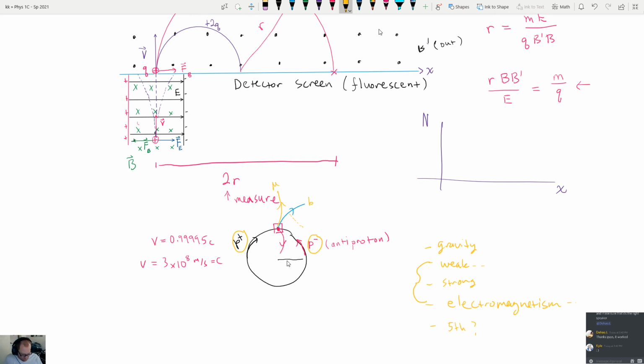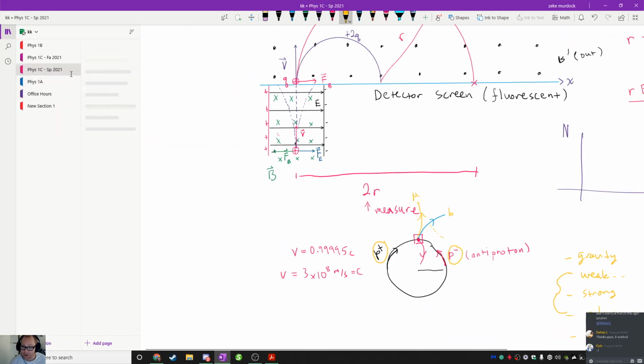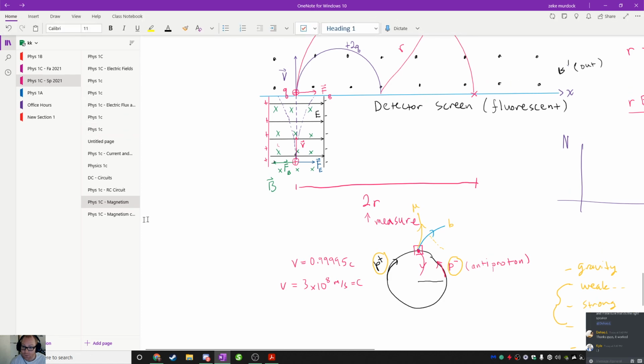Okay, there is one other type of application, which is called the cyclotron. And if I can get through the rest of the topics from today, then we'll talk about the cyclotron. But I don't know about the time. We can always do it next time.